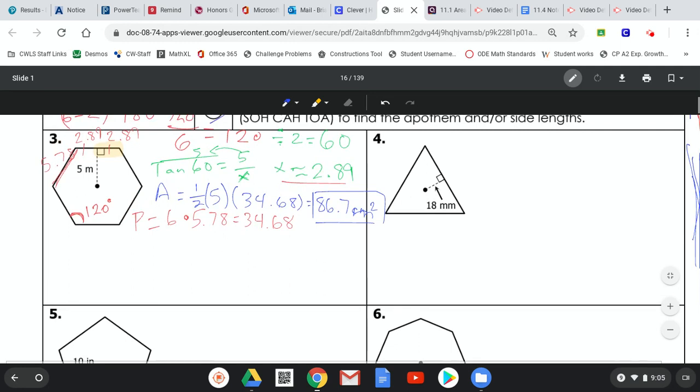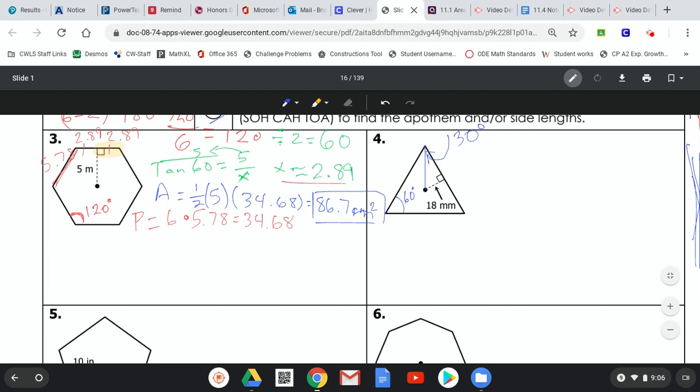So number 4, this one, triangle. We know that if it's a regular polygon, it's an equilateral triangle. So if we form our right triangle there, this angle over here is going to be 30 degrees, because this angle is 60 degrees. It's an equilateral triangle, so 30 degrees, 60 degrees, because it's half.